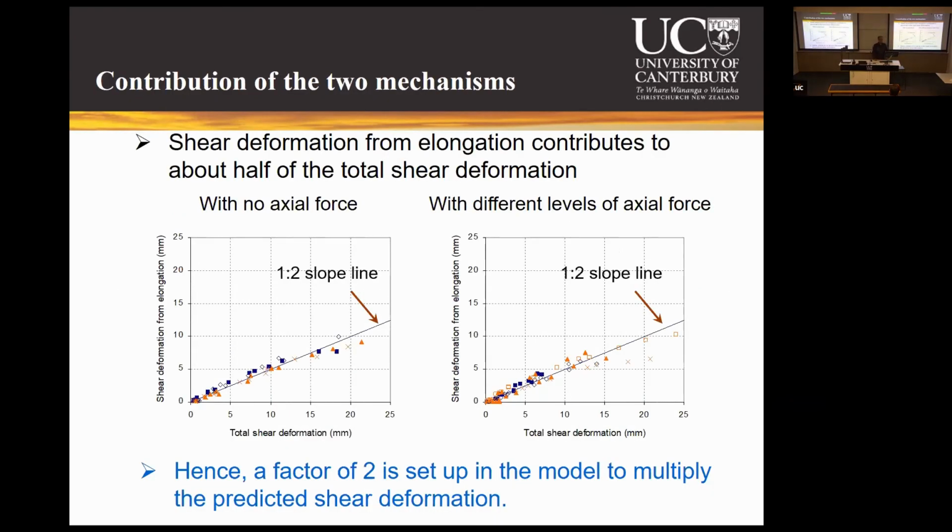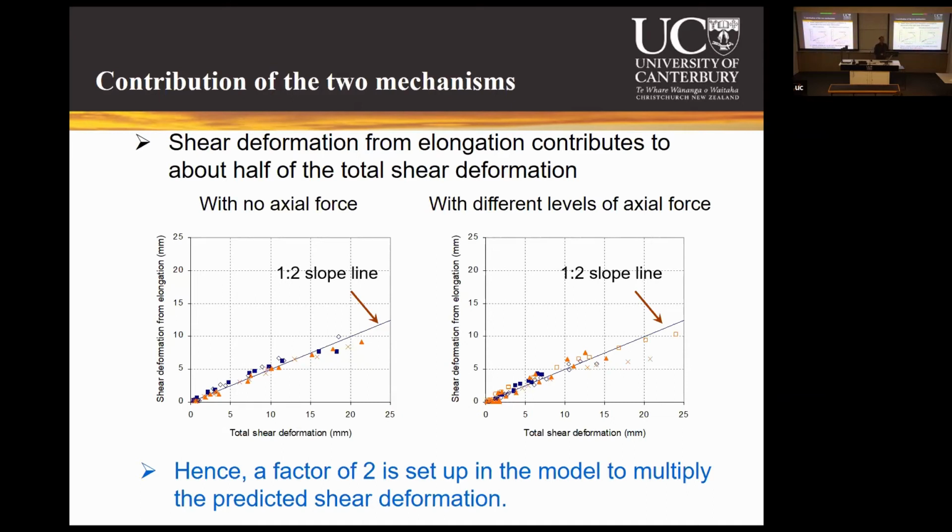So the contribution of the two mechanisms that I explained: one was the shear deformation compatible with elongation, and the second was the shear deformation due to the extension of the stirrups. When we compared the experimental findings with the prediction of our own model, we found a very good match with the 1 to 2 slope line. It means only half of the shear deformation was being captured. So we were forced to conclude that roughly the other mechanism that we are not capturing is equal to what we are capturing.